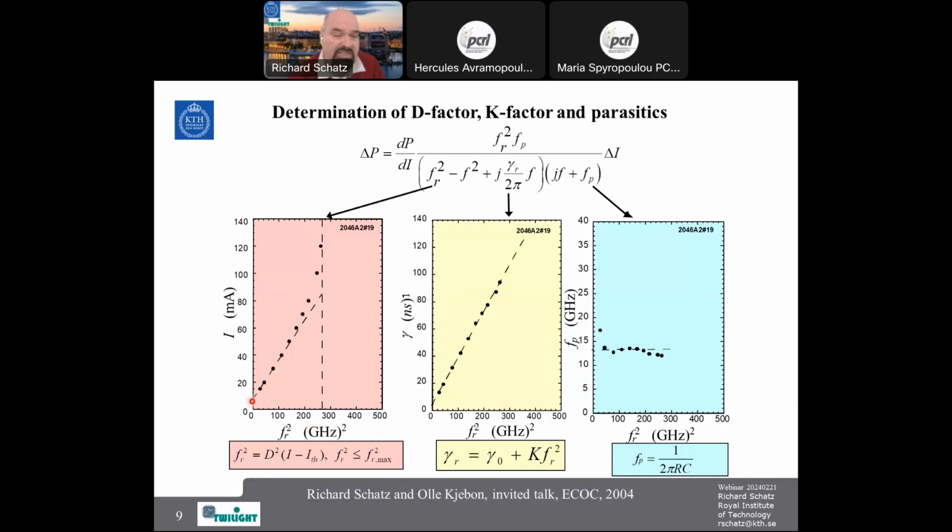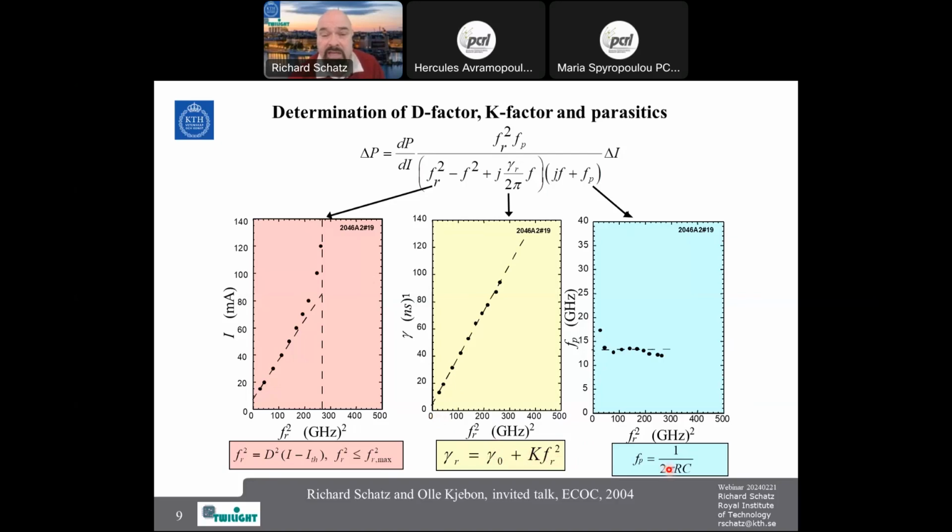You can extract this D factor, which we talked about, and this D here, that is the slope of this line. You can also see where thermal effects make the resonance frequency saturate. That is the maximum resonance frequency you can get. Here you can extract the K factor in the same way, and also the damping at very low currents.